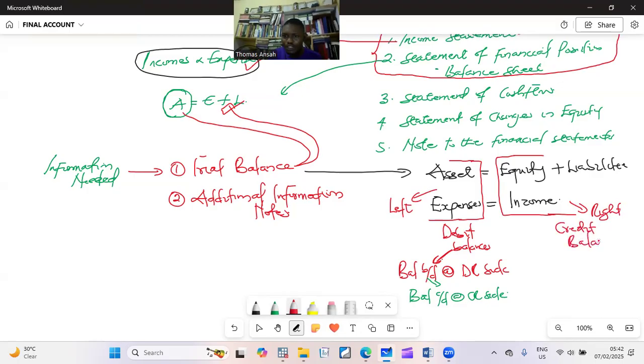A credit balance means that the balance brought down is at the credit side. And if a balance brought down is at the credit side, then it means the balance carried down was at the debit side.